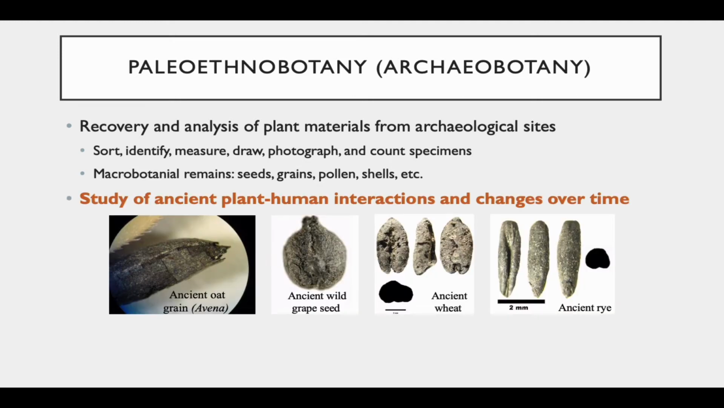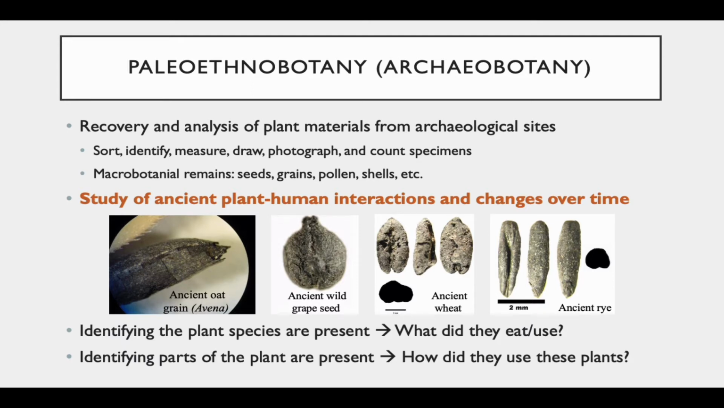The goal of their research then is to study ancient plant-human interactions and the changes in those interactions over time. And so here we're seeing a few examples of what macrobotanical remains look like under the microscope. Clearly not with the naked eye. You need to be using a binocular microscope to understand the shape and be able to identify the differences among these grains.